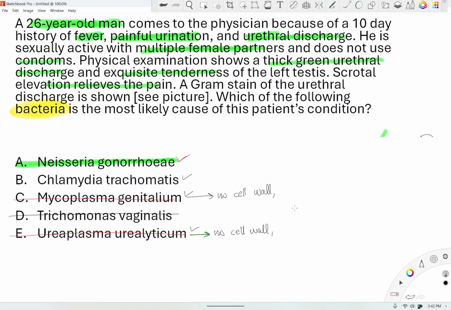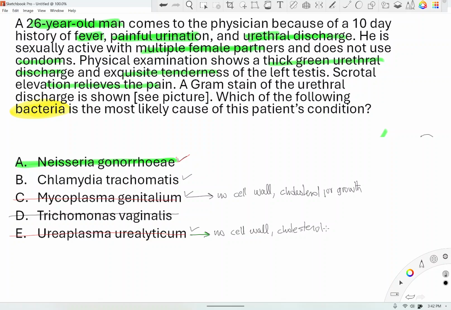Both of them require cholesterol for growth. Remember, if they don't have a cell wall, that means they have to live in the environment with their membrane only, and membrane stability requires cholesterol. This is why human cells, our cells, have cholesterol in the cell membrane. So they require cholesterol for growth.